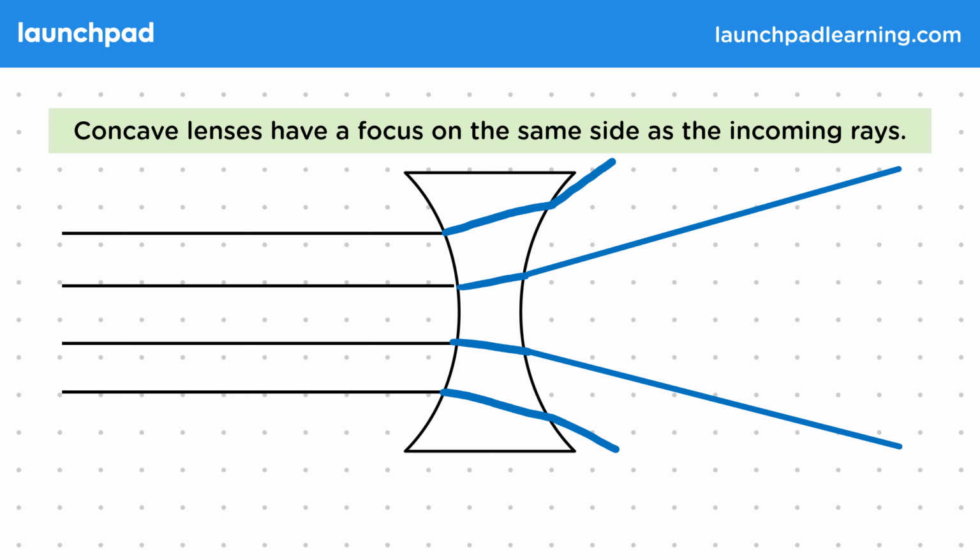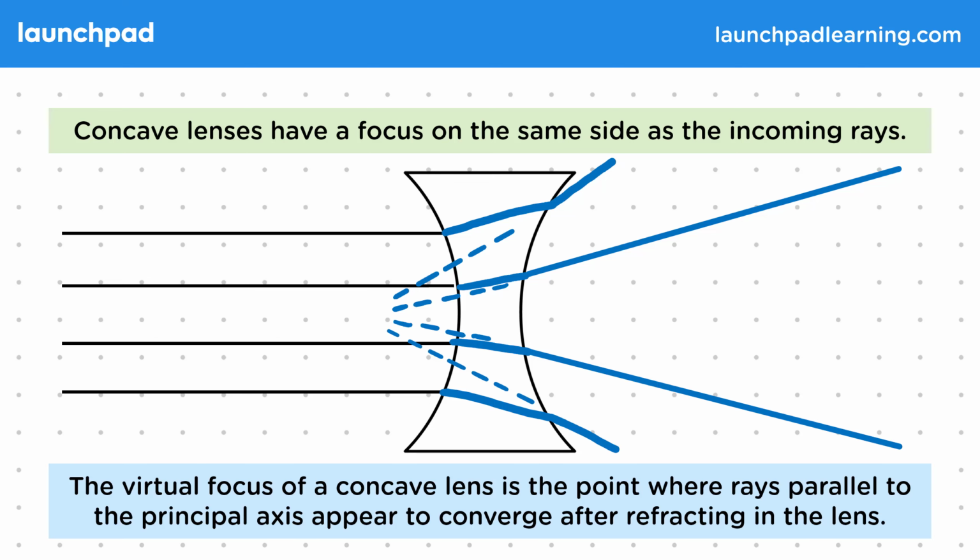Well, let's imagine we trace these new rays back through the lens, like so. Then we see that they all meet at a point on the same side of the lens as these incoming rays. Again, any rays parallel to these would follow the same pattern. So this point is a focus, but not the same kind of focus we saw before. The virtual focus of a concave lens is the point where the rays parallel to the principal axis appear to converge after refracting in the lens. So this point here is the virtual focus on the lens.